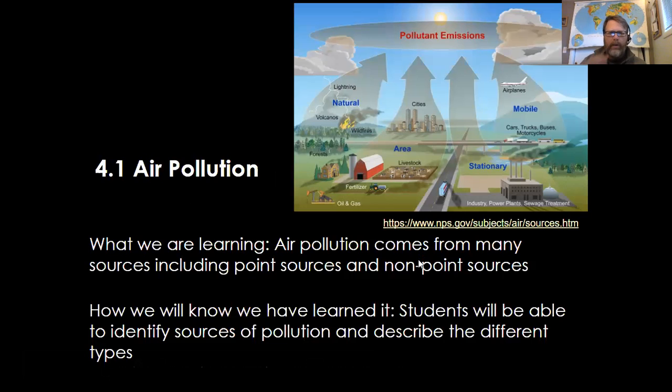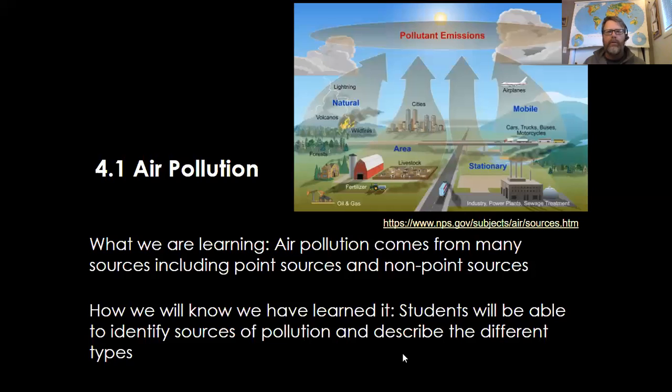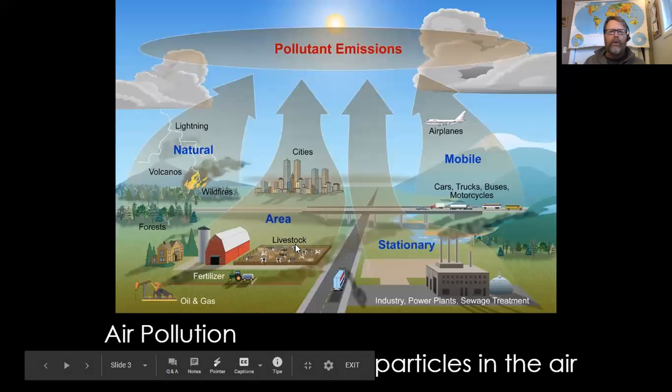Today's lesson was all about air pollution. We want to learn that air pollution comes from many sources, including point sources and non-point sources. We'll know we have learned it when you're able to identify sources of pollution and describe the different types. So this first drawing gives us a nice visual image of how to incorporate all that.